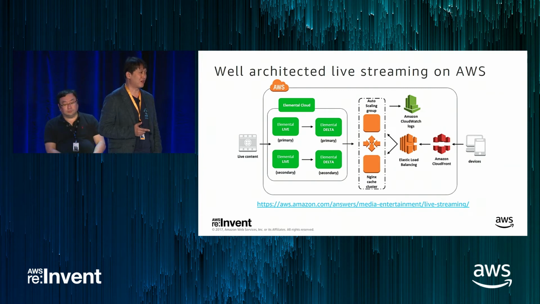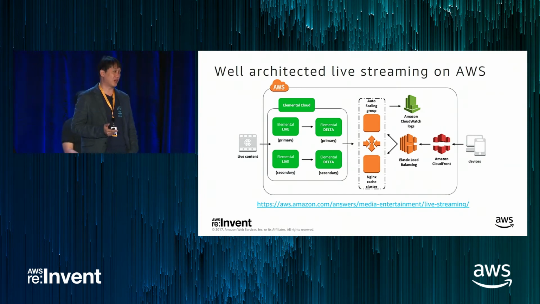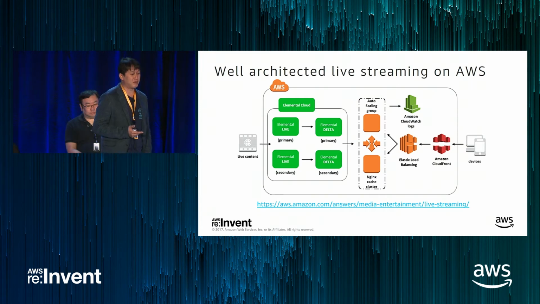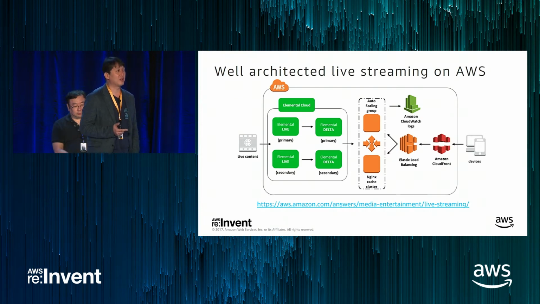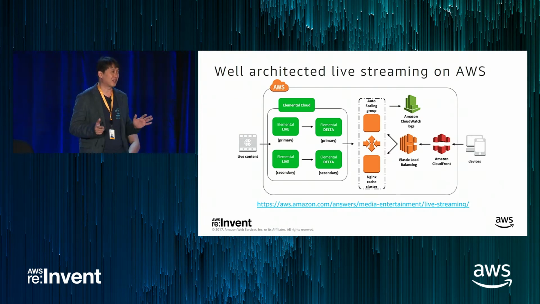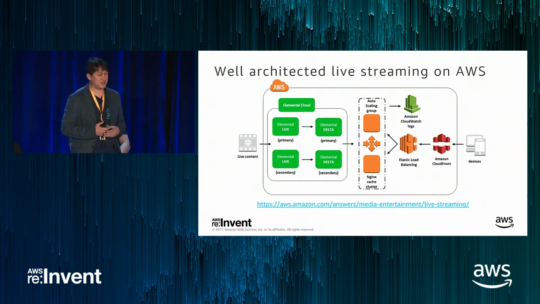Actually, that is part of AWS Answers. And you can easily start with a CloudFormation template. So in this diagram, this is a very common pattern of making live streaming services on AWS. We are using Elemental Live Encoder on Elemental Cloud. Actually, it is running in a different VPC from your VPC. But anyway, it is running on top of AWS.